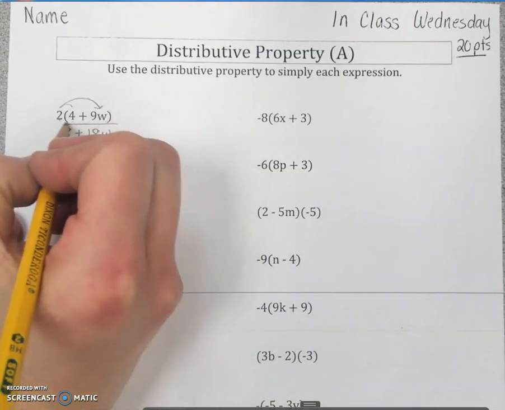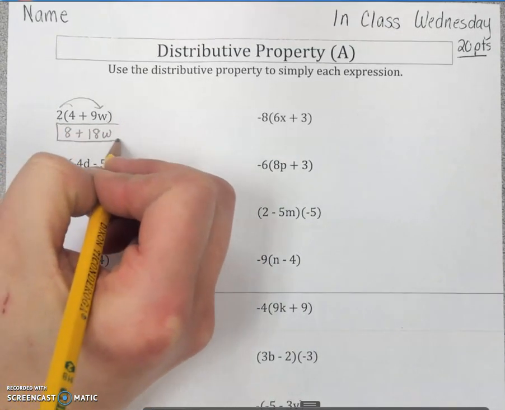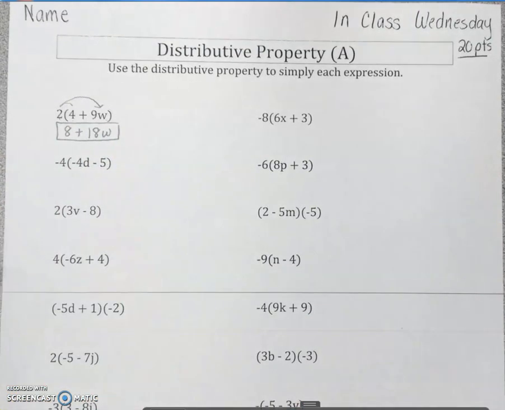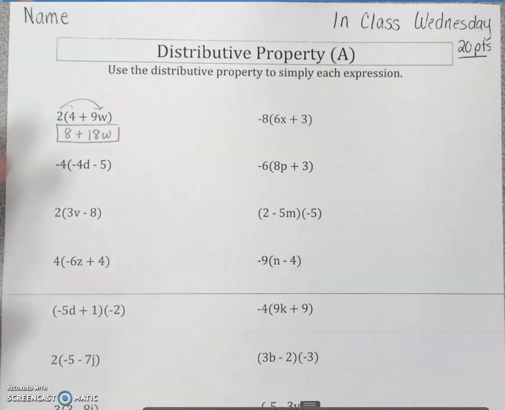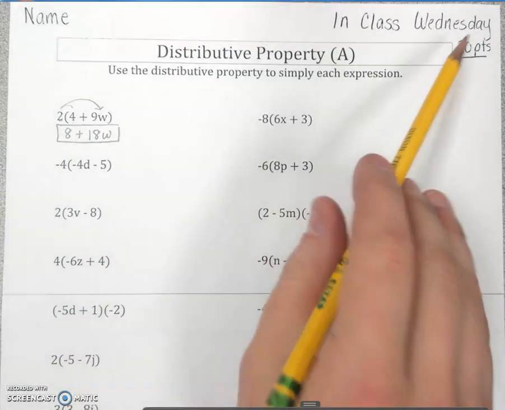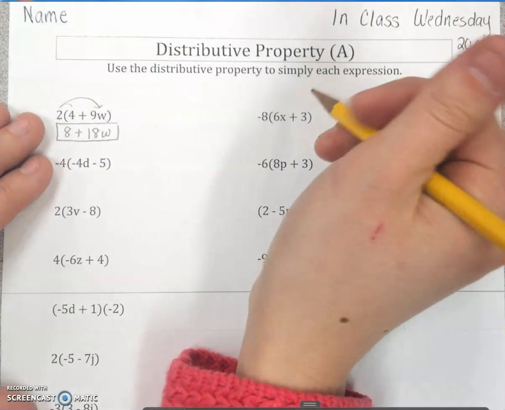I want you to box in your answer. Okay? I want to be able to easily see your answer. Make sure you have the name at the top because I am going to grade this. There's 2, 4, 6, 8, 10. There's 20 questions, so 20 points. 1 point each. And I put that right there. Okay, let's do the second one.